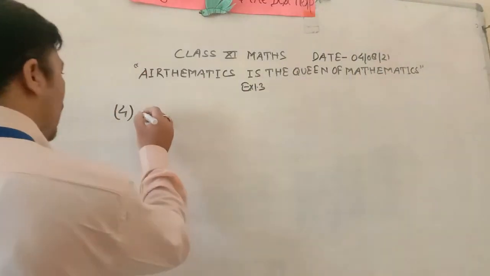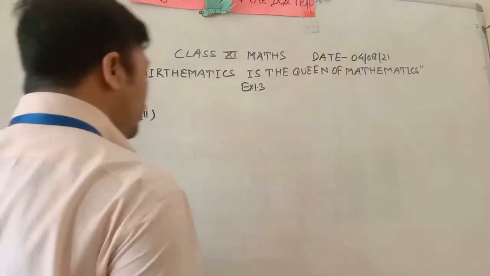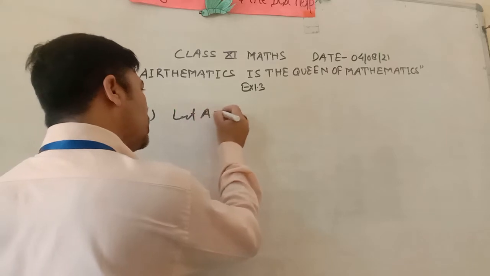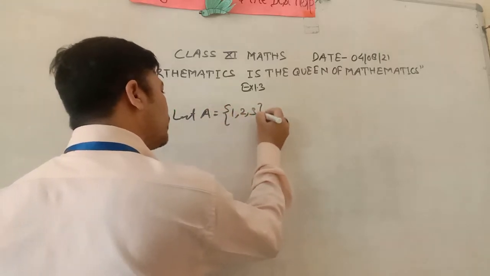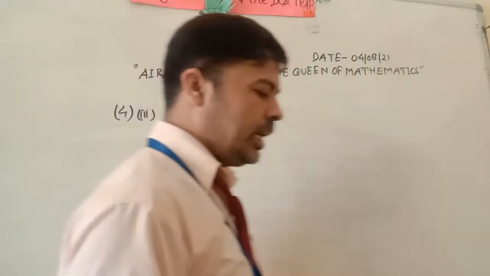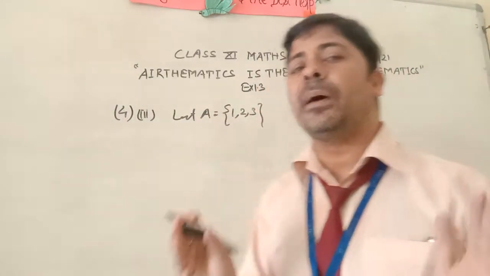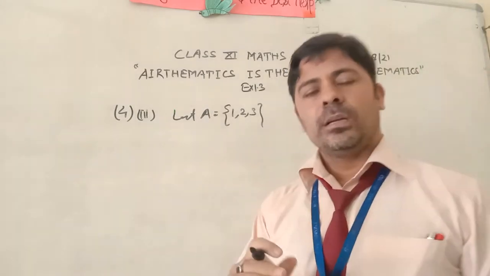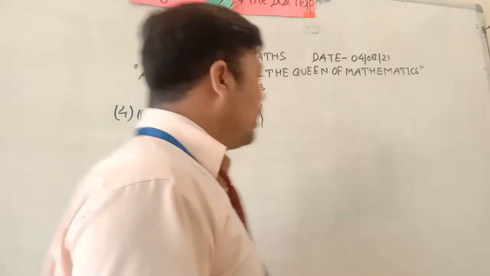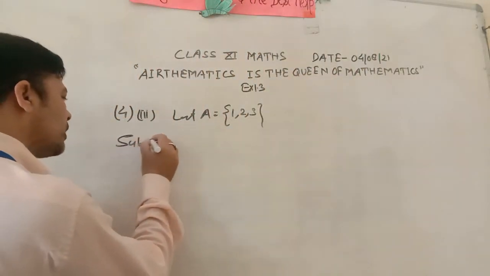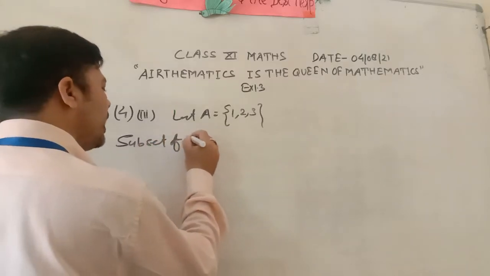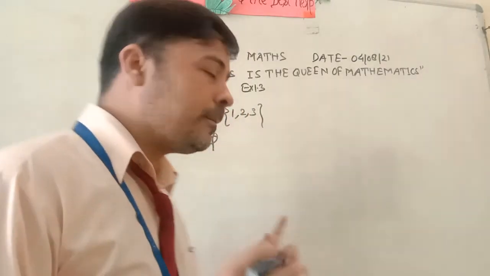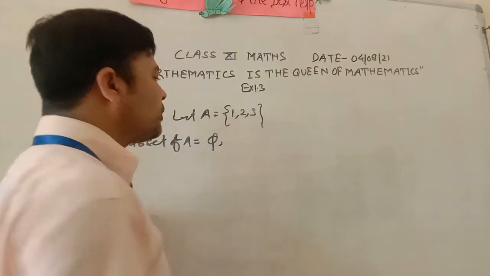You have been given part 3. Firstly, take A equal to {1, 2, 3}. You have been given the set {1, 2, 3}, and you need to write down all the subsets of this set. So firstly, you know that phi is a subset of every set. Subset of A: this is phi.